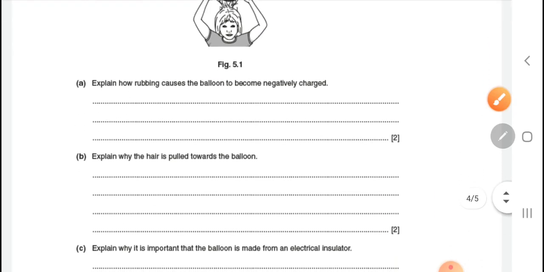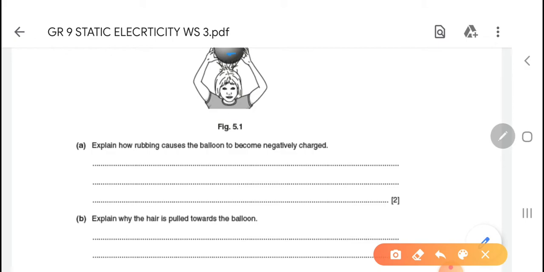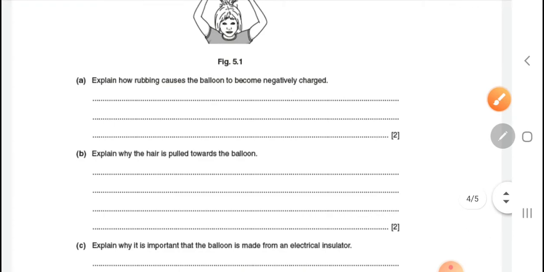Part B. Explain why the hair is pulled towards the balloon. Now, once this is rubbed, the balloon is negative and the hair is positive. Since the negative charges and positive charges are unlike charges, they attract each other. So our answer for part B is: hair is positive charge, balloon is negative charge, and unlike charges attract each other.